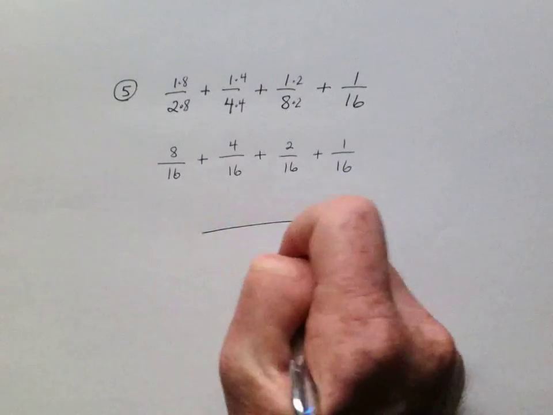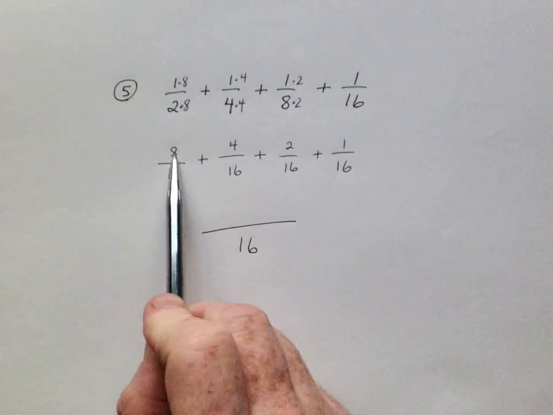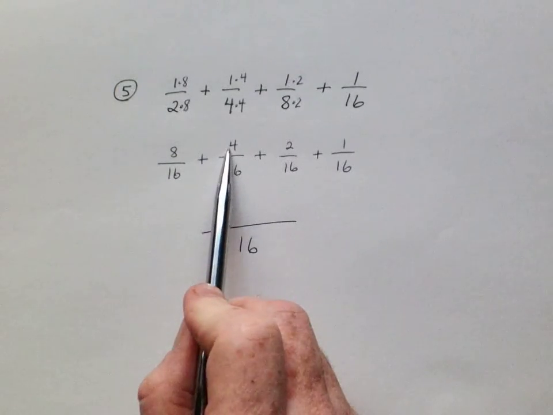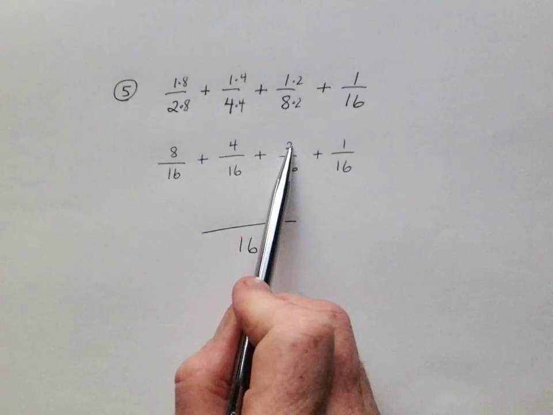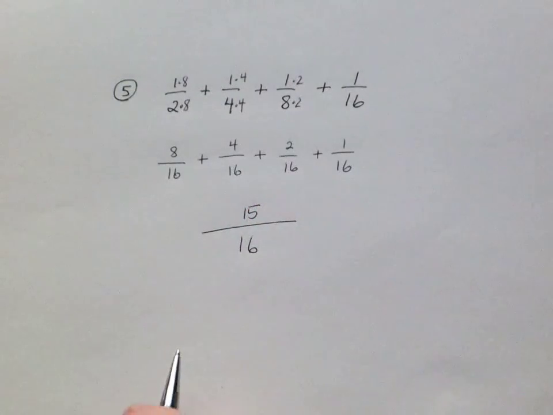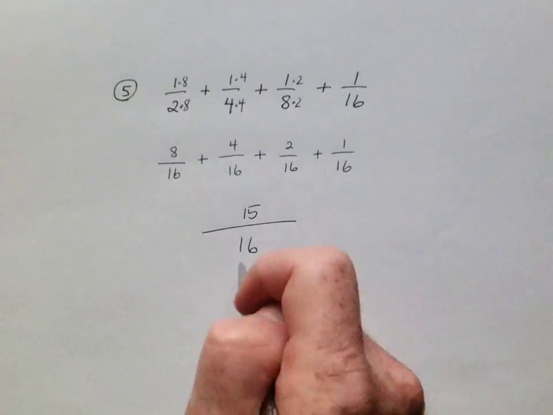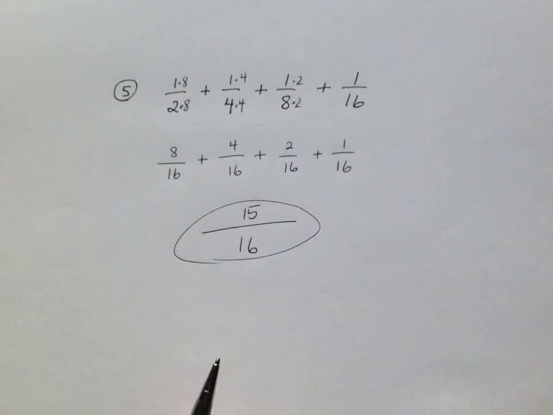So now that we have the denominators the same, that means that the answer is going to have 16 in the denominator. Then we just have to add these up. So 8 and 4, that would be 12, 13, 14, 15. And there's nothing that will divide into both 15 and 16, so even though it looked like it's going to take a while, it actually was a pretty fast problem. 15 over 16.